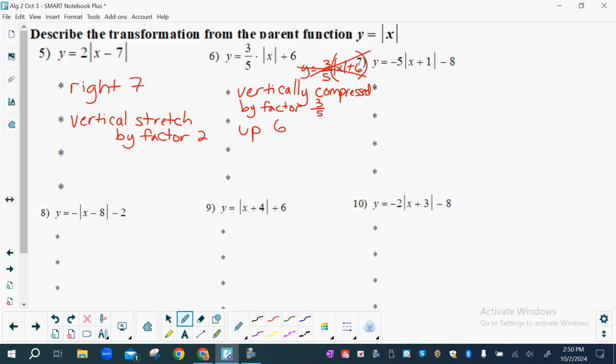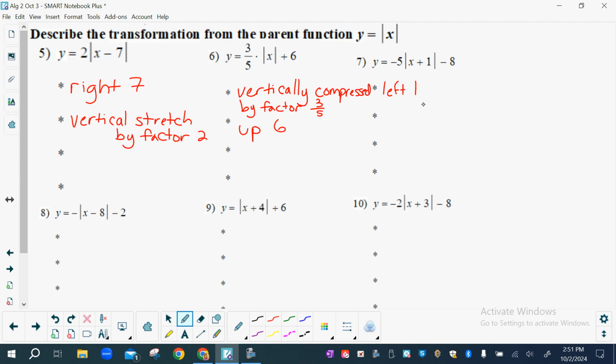Okay, number 7. I'm going to erase that and get it out of the way. What do you think we do first on number 7? Left 8. If we put a number inside, and then do everything that it says to do, you're going to be safe. So if I put a number inside here, the first thing I do is add 1. What does the plus 1 do to the graph? It moves it left 1.